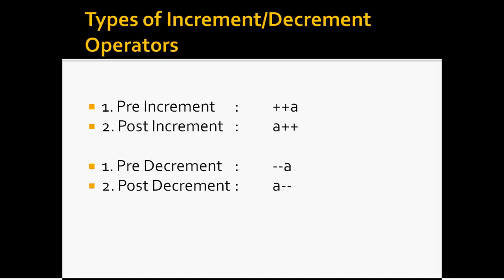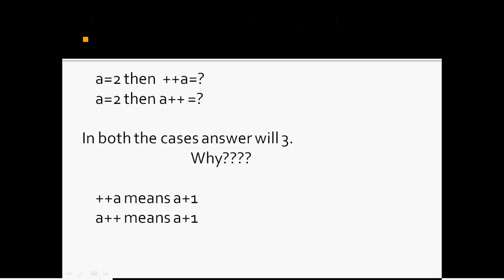The types of increment and decrement operators are pre-increment and post-increment, and similarly pre-decrement and post-decrement. Pre-increment means we use the plus plus sign before a variable, and post-increment means we use the plus plus sign after a variable. Similarly with a decrement operator.